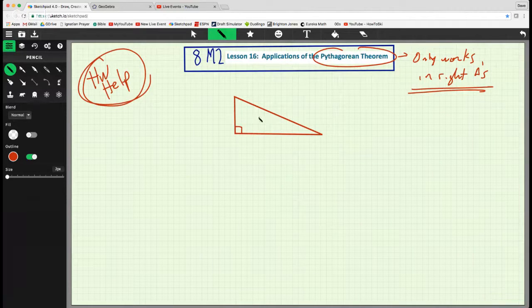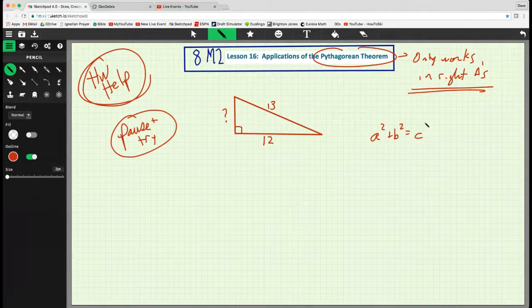So here, let's use this example. The long side is 13, and this leg is 12, and we want to know what this side is. Okay, what is that side? Why don't you pause and see if you can. It's like the last problem that we did. Remember, you're going to need A squared plus B squared equals C squared. Now you need to identify which is which, and then solve for it. I'll let you pause and try.